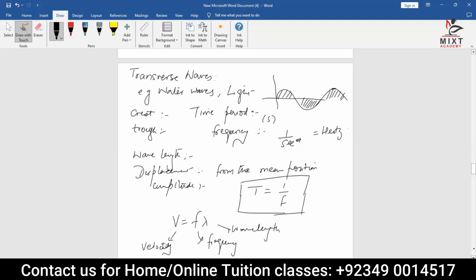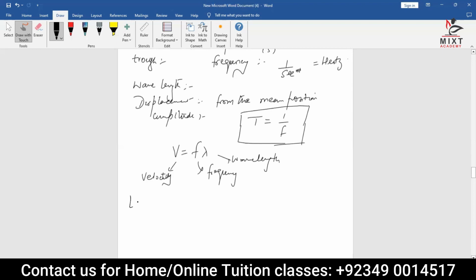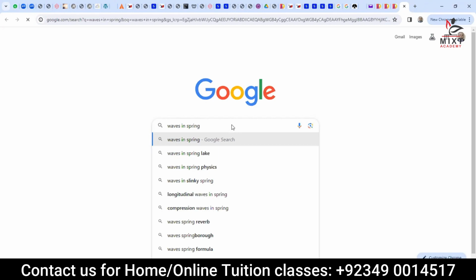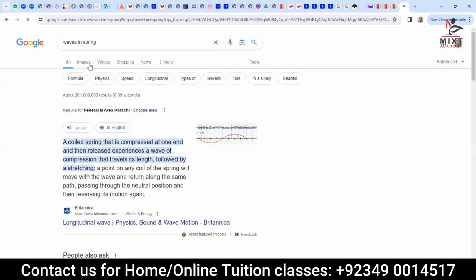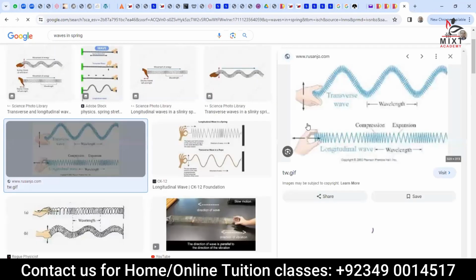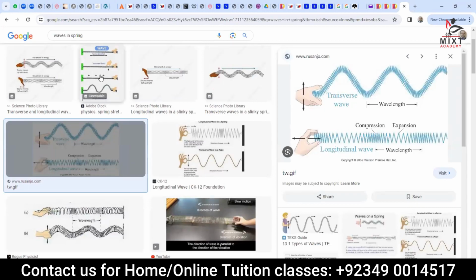Now, once we have already gone through the transverse wave, let's start with the longitudinal wave. First of all, I'll show you what kind of wave you will get. Now, what exactly it is, I need to explain to you. First of all, let me show you a spring here. Then you will be in a better position to understand that. See this, a wave in the spring.